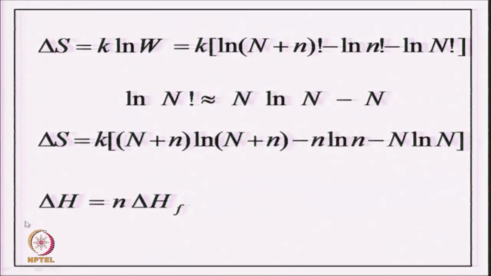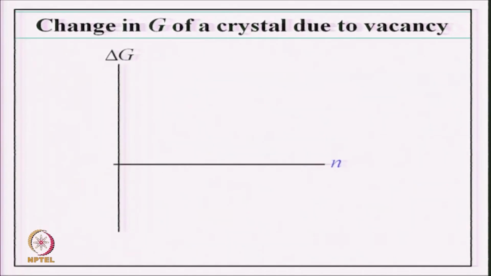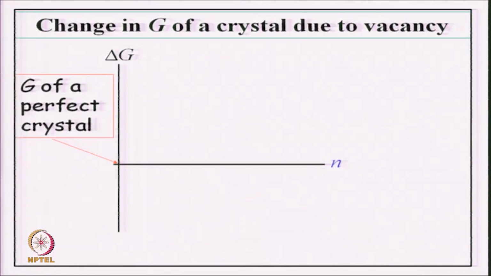And we also have an expression for enthalpy. So, now we have the two components which we require for our free energy, the enthalpy increase and the entropy increase. So, if we put these two together with the temperature, we will get the change in free energy of the crystal. So, let us do that graphically. On the x axis I have the number of vacancies and on the y axis the change in free energy, but we will do it in steps. Now, if n is 0, if there are no vacancies, that is our perfect crystal. So, the perfect crystal is sitting at the origin here.